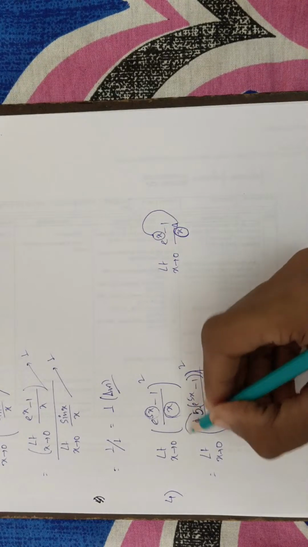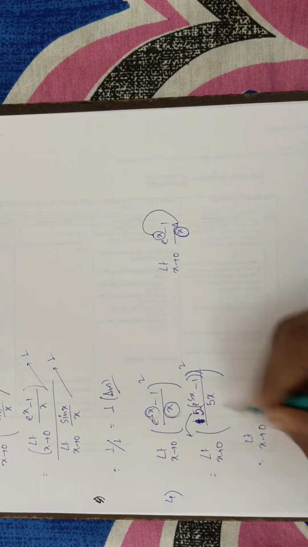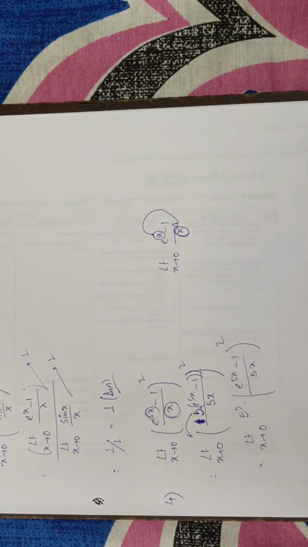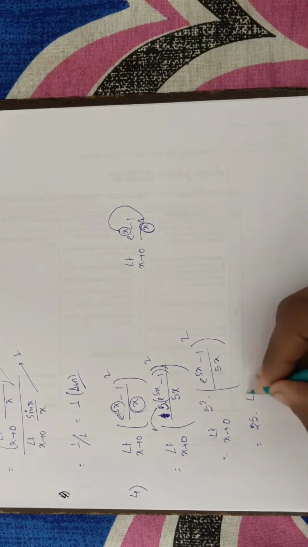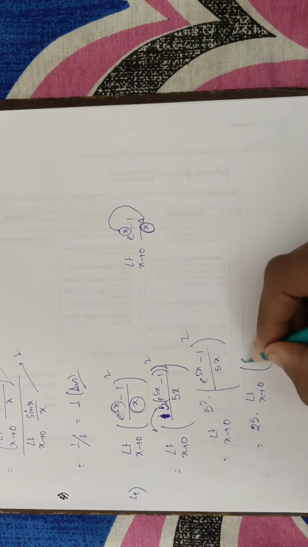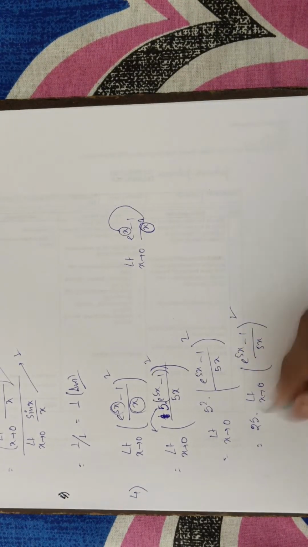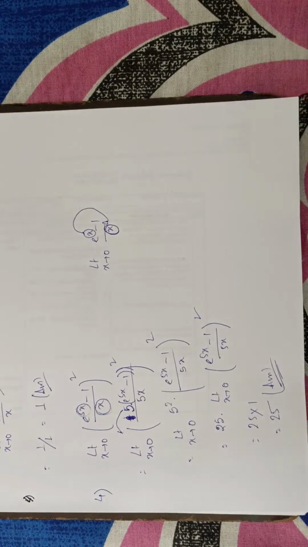So if we move out from the bracket, we get limit x tending to 0, 5 squared into (e to the power 5x minus 1) upon 5x, the whole squared. So 5 squared we get 25, times limit x tending to 0 of (e to the power 5x minus 1) upon 5x, the whole squared. So this is getting 1 as a value, so 25 into 1, so we get 25 as the correct answer of the second question.